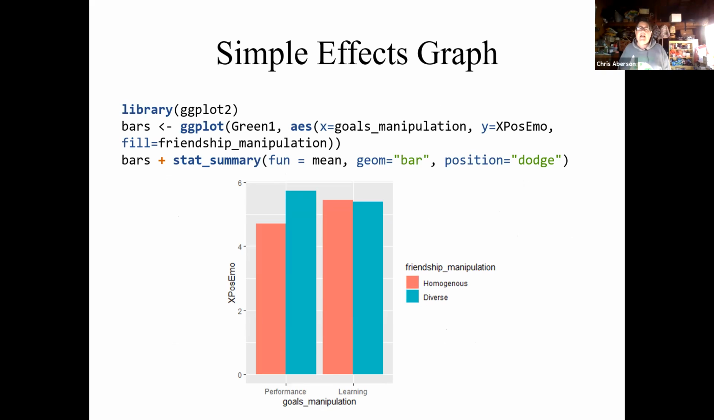So you can see a graph, just to remind, this is from our data. What we would be doing, for example, is asking, does the friendship manipulation differ in the performance goals? Does it differ in the learning goals? And we apply what's essentially a t-test. It's actually an F-test, but just a comparison of those two means in each of the cases.